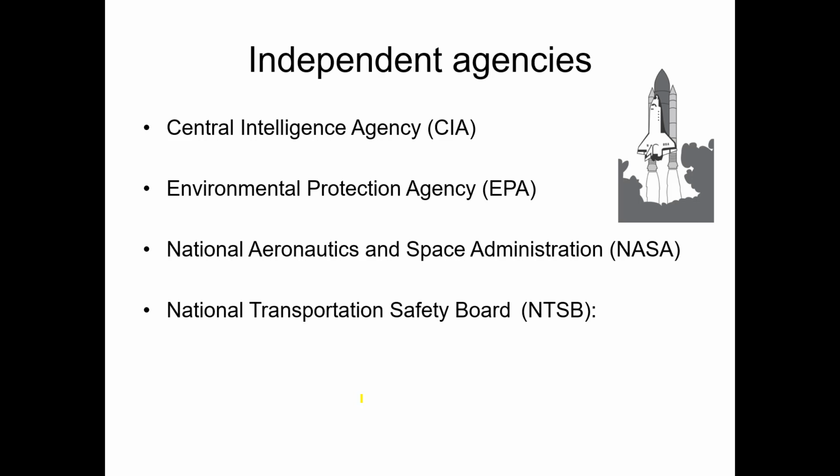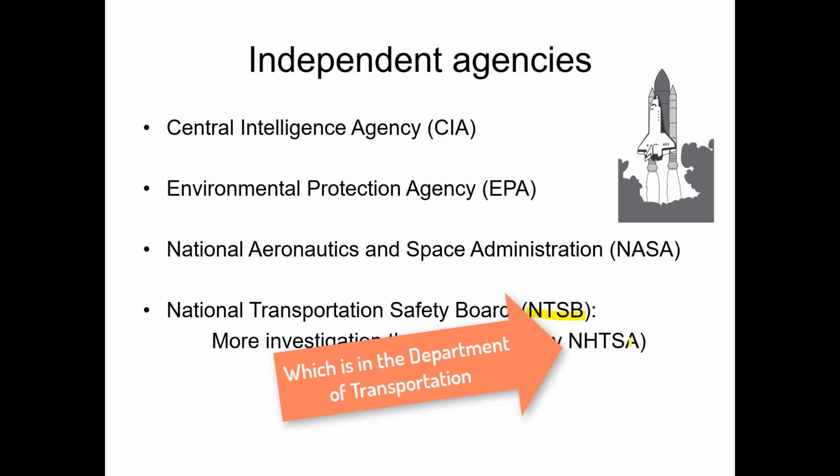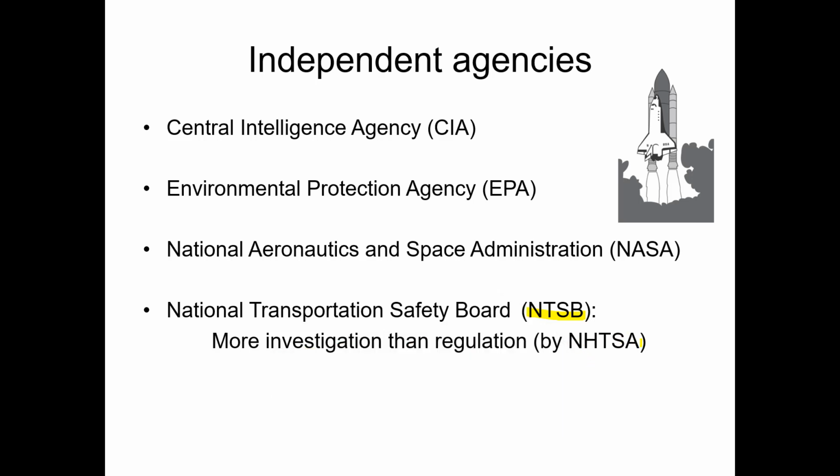So therefore, this group right here, the NTSB, needs to be independent because it's an investigation arm more than the regulation arm that the NHTSA is. So you can see why it's important to have an independent agency that can even investigate this group right here, because they may have dropped the ball on their inspections or their regulations, things like that. So we've got an investigation arm here that's independent from the regulation arm that is in the Department of Transportation.